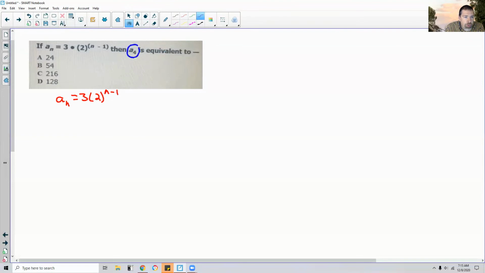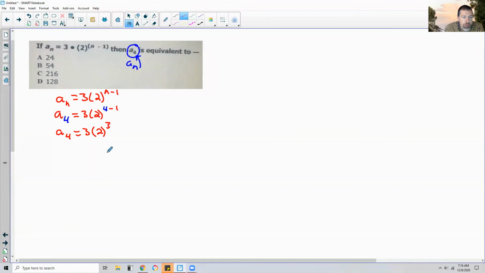a sub 4 means a sub n, n is 4. So it's going to be a sub 4 equals 3 times 2, and wherever you see an n, make it 4. 4 minus 1. So that's going to come out to be a sub 4 equals 3 times 2 to the 4 minus 1. I'm just going to show all my steps.